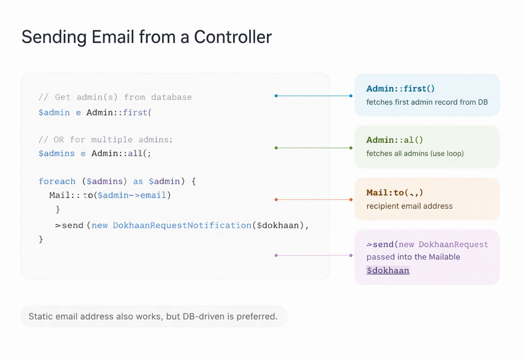Use Admin::first to get the first admin record, then access their email. If there are multiple admins, use Admin::all and loop through them with a foreach, sending the email to each one. The $shopRequest variable, which holds the shop request data coming from the form submission, gets passed directly into the mailable constructor. This is how the email gets its content.